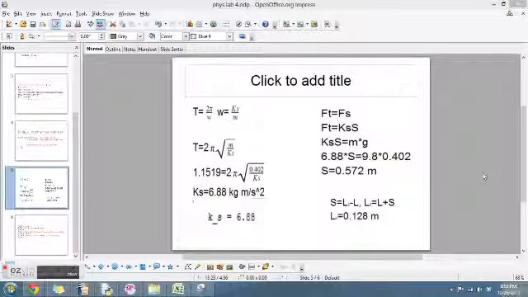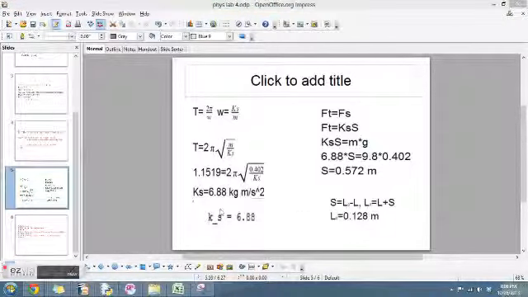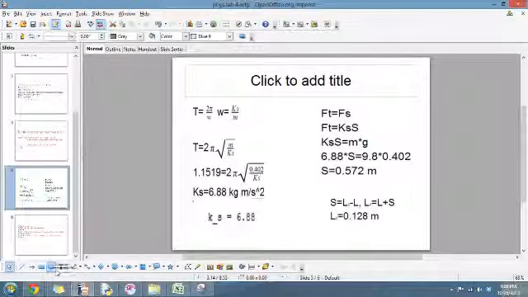Then solve for the spring constant, change in length, and stretch length of the spring. The first cluster of equations shows how I solved for the spring constant, Ks, which came out to be 6.88 newtons per meter. S, or the stretch or the compression, is used to find the spring force and energy. This was found to be 0.572 meters. Once we have our S value, we can then calculate L initial, or the spring's relaxed length. I found this to be 0.128 meters.